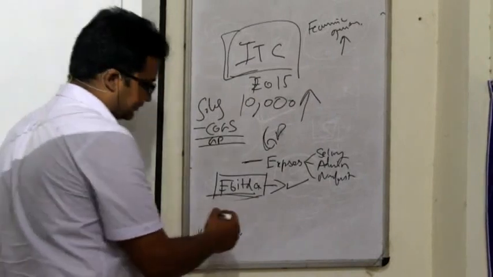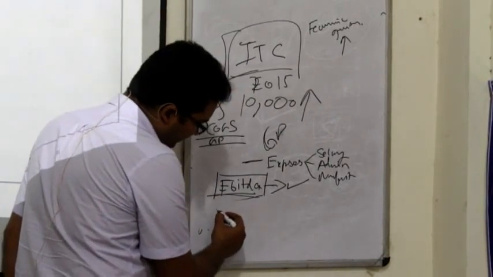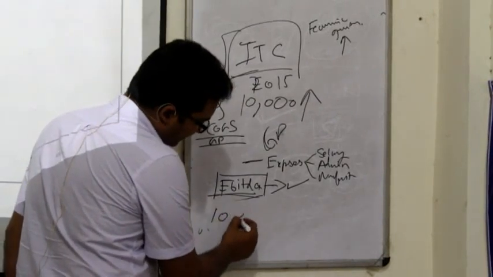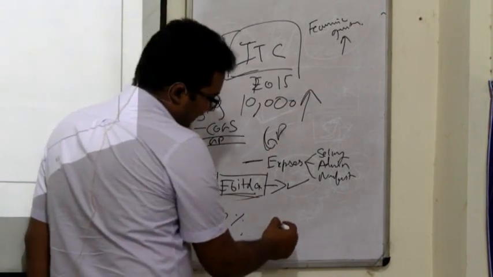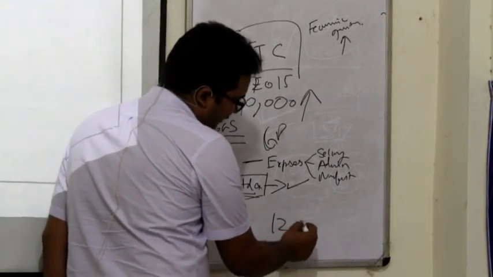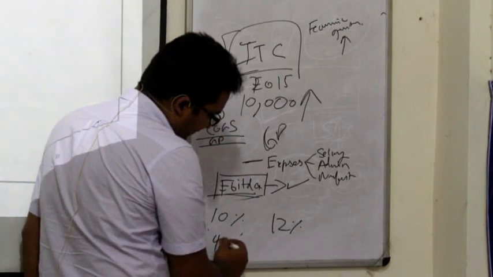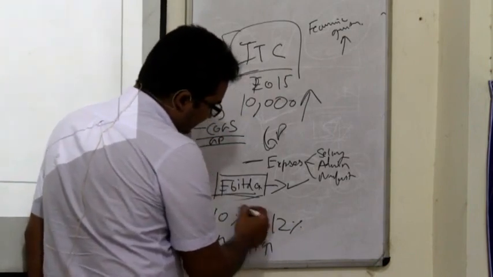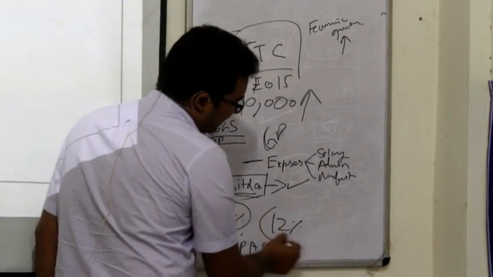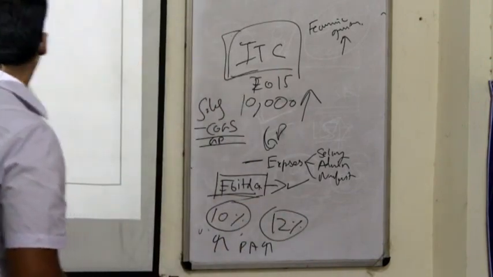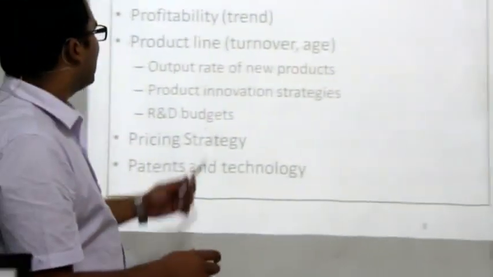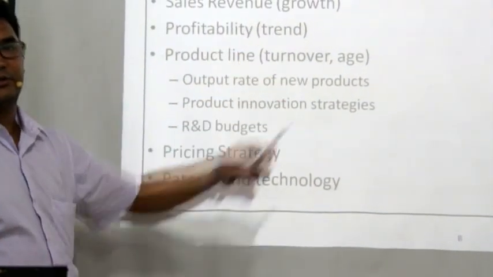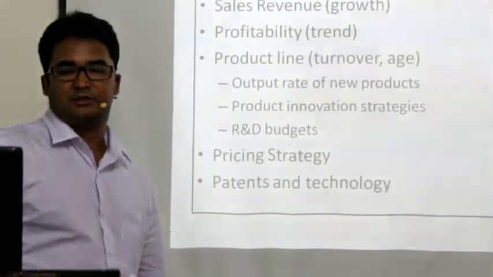So for example, the EBITDA margin of a company is say 10%, and last year it was approximately 12%. Even though the profit increased, profit after tax of the company increased, even then there is a concern that the EBITDA margin is going down. So that is the reason why we are talking about the profitability trend of the company in various parameters.